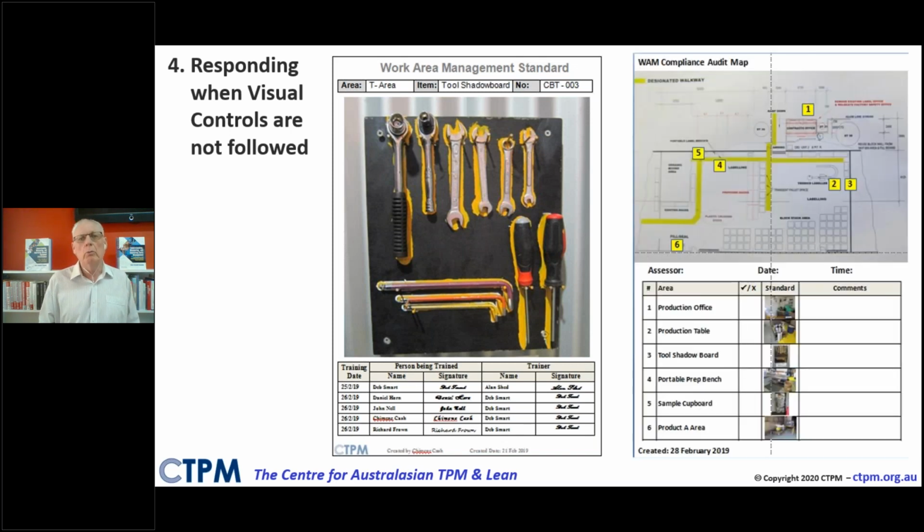Well, what we introduced at this particular site is a thing called a work area management, because that's what we do, which is our enhanced version of 5S, compliance audit map. And the way that works is that you'll see on the right-hand side is the layout of the work area. And it's got 6 numbers on it, 6 points where they have instigated visual controls, visual workplace situations where, again, they expect people to have a standard there. They've got 6 standards of what they expect the workplace to look like.